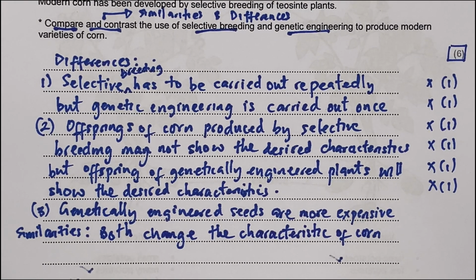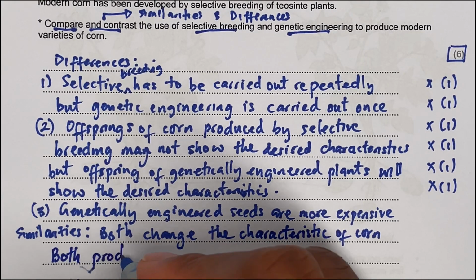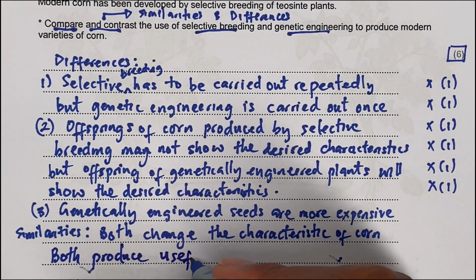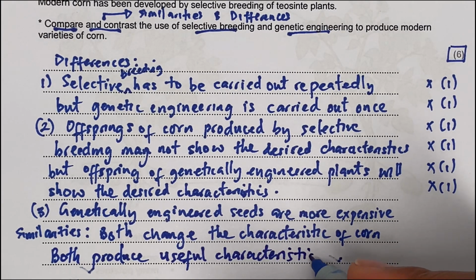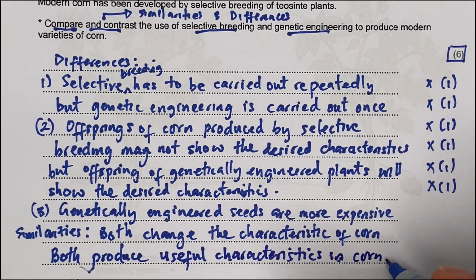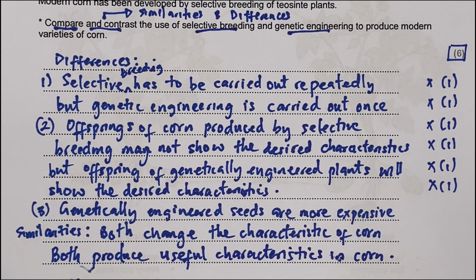What else do I know that they have in common? I know that both produce useful characteristics in corn. So both of them produce useful features that we're looking for. That's why both processes are carried out.